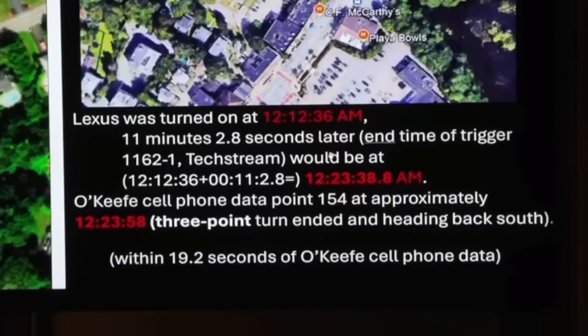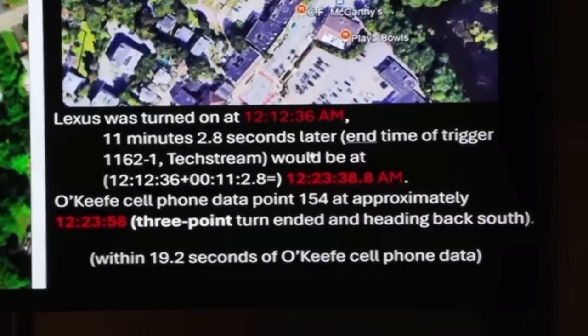The 1223.58 number, what's the significance of that? So that is Mr. Keefe's cell phone data at point 154. Again, from the original data we had just at 154 and 155 and not the in-between points. And at the bottom in parentheses, explain to us what that means. Sure. If you look at where the text stream math works out to be 1223.38.8, and compare that to 1223.58, the difference between those two is 19.2 seconds.